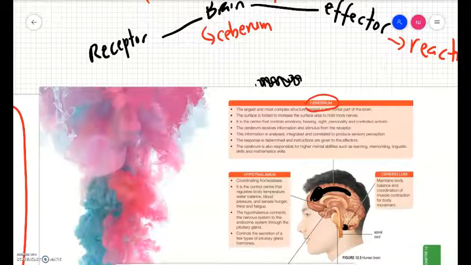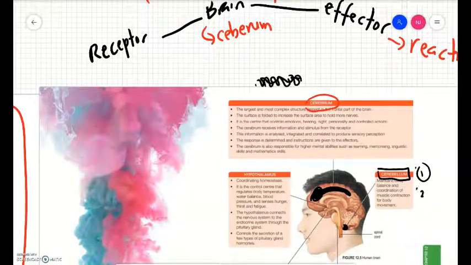There are two functions. First is maintain body balance. Maintain body balance means kalau kamu berdiri, you can stand up straight. Itu ada kaitan dengan cerebellum. Kalau jalan macam tidak betul, itu semua ada kaitan, mungkin ada masalah dengan cerebellum.